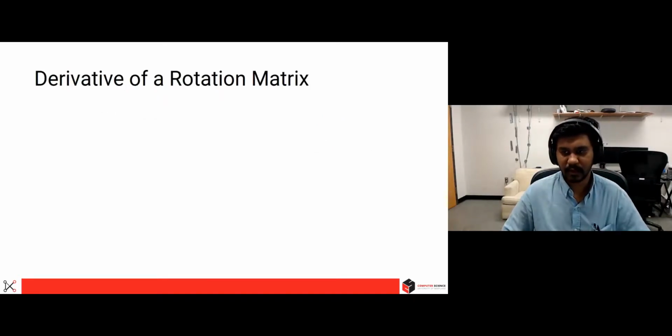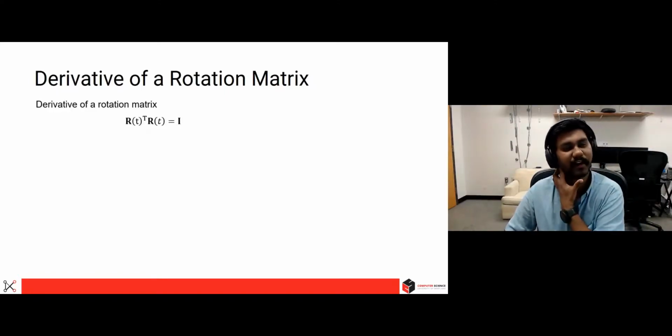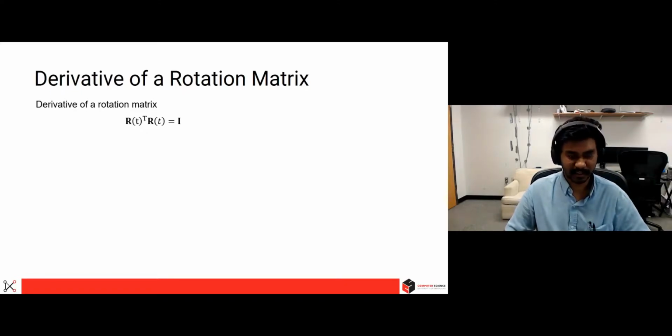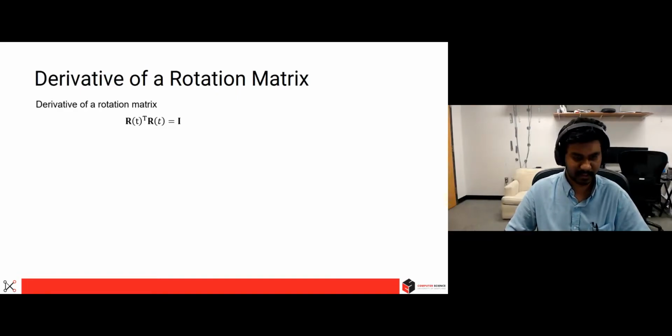So next we want to talk about the derivative of a rotation matrix, because this is all building up to how we transform velocities among different coordinate frames. So as stated before, we want to find the derivative of a rotation matrix. We start with the well-known fact that R transpose R is identity. Note that I have put R as R of t here, signifying that the rotation matrix is changing with respect to time.